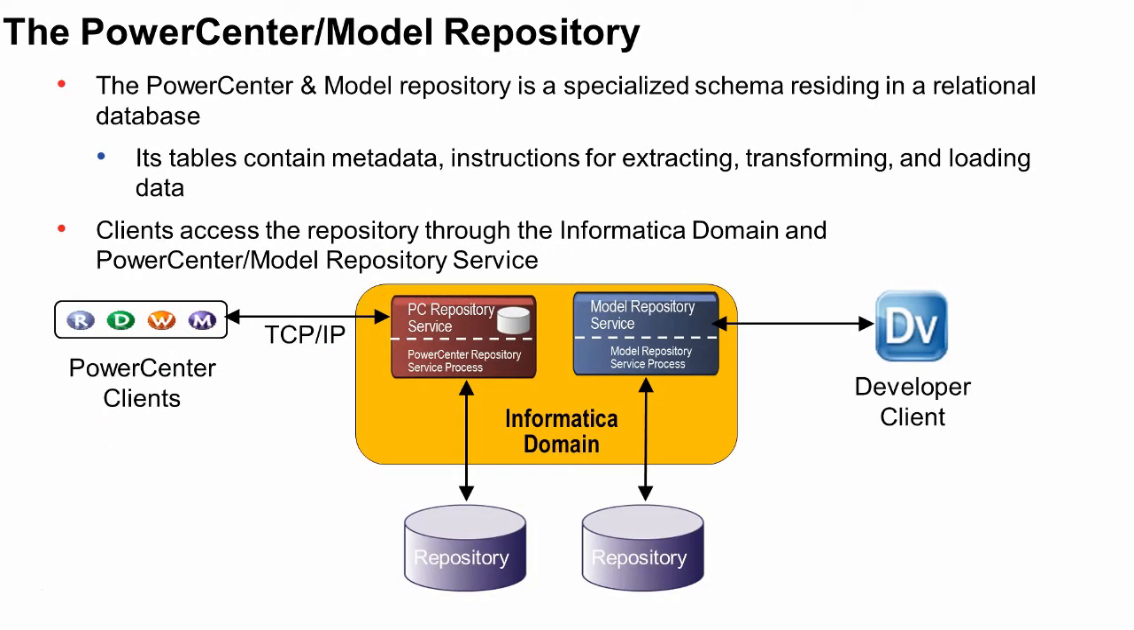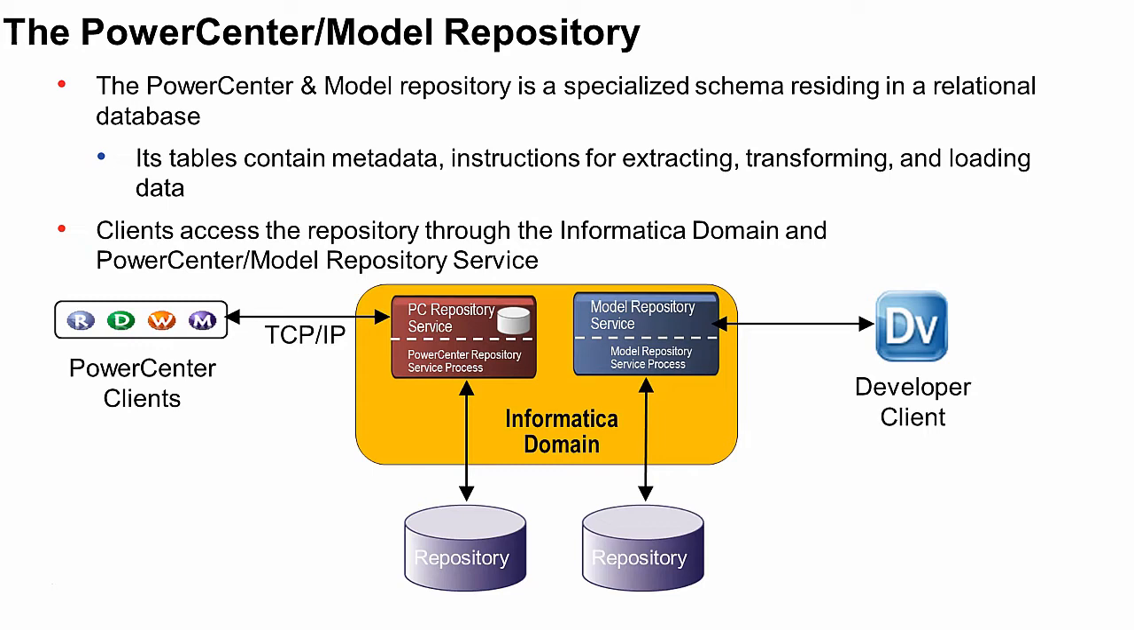So let's start by looking at the repository service. The PowerCenter repository and the model repository are multi-threaded processes that fetch, insert, and update metadata within the repository database. This is metadata of what your mapping looks like, what your workflow looks like, what your source metadata is, how you're pulling from source, extracting that data, transforming it, and then loading that data to its respective platform, whether it's a data warehouse or a Hadoop cluster.